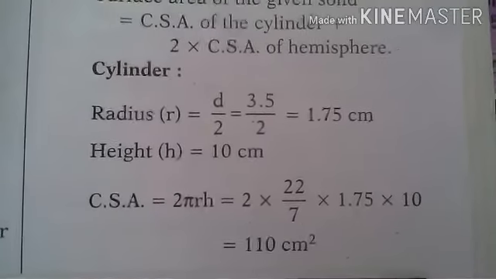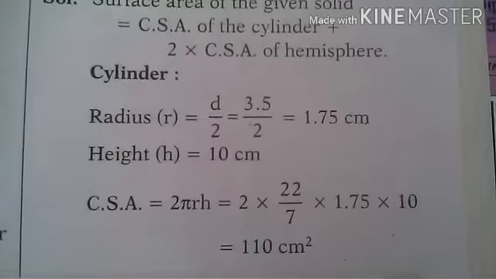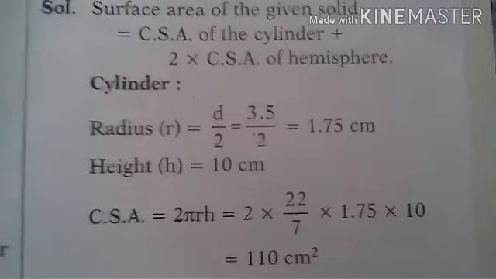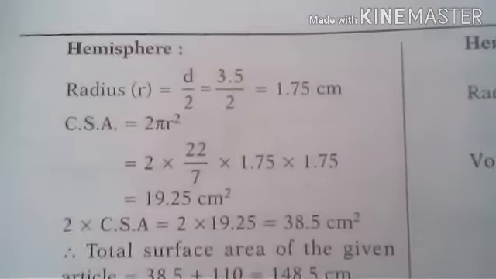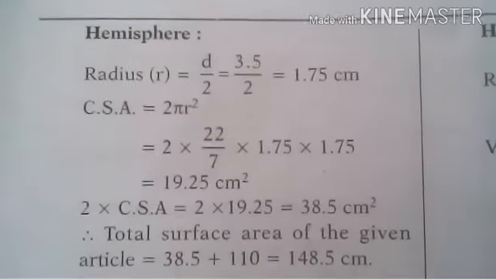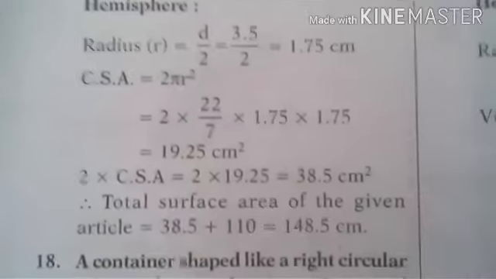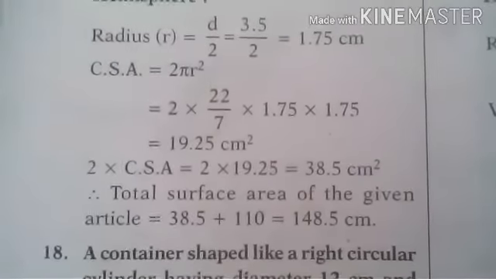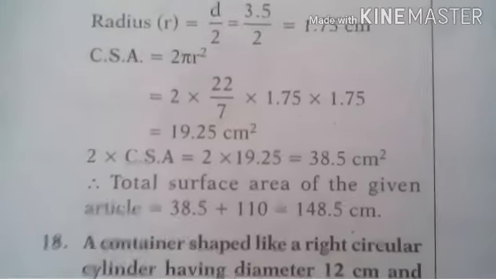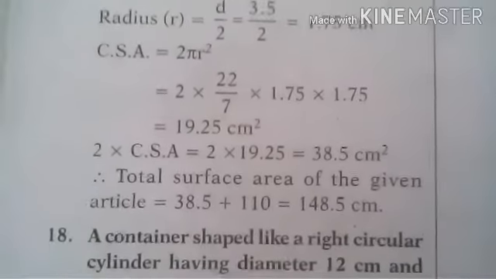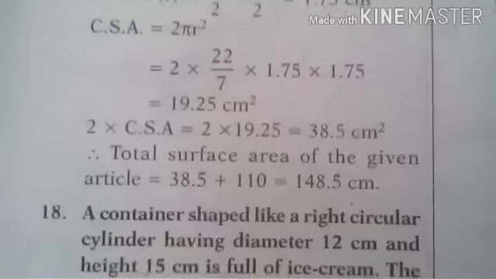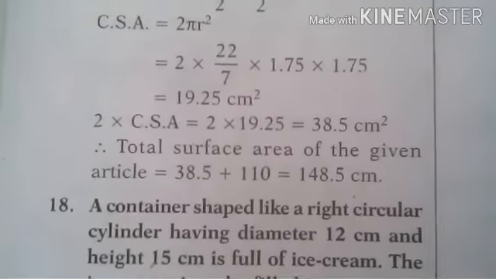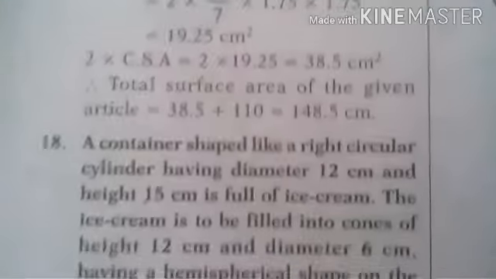CSA of cylinder is equal to 2 pi RH. We will get the value 110 centimeters square. So CSA of hemisphere is equal to 2 pi R square. So we will get 19.25 centimeters square. So multiplying with 2, we will get 38.5. Therefore total surface area of given article is equal to 38.5 plus 110 is equal to 148.5 centimeter square.